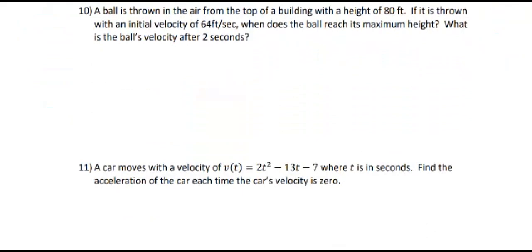So the question is: a ball is thrown in the air from the top of a building with a height of 80 feet. It is thrown with an initial velocity of 64 feet per second. When does the ball reach its maximum height, and what is the ball's velocity after 2 seconds?